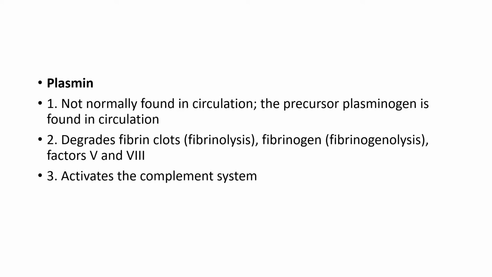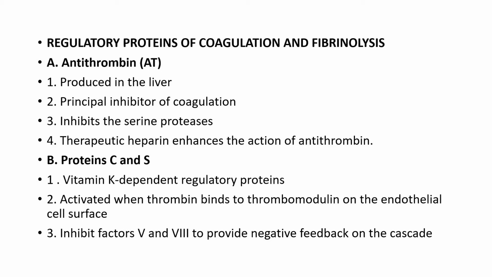Plasmin. So this is a substance that should not be found in the circulation. Instead, what we should find is plasminogen, which is its precursor. The action of plasmin is to degrade fibrin clots. So this will result in fibrinolysis and fibrinogenolysis, and also degradation of factors 5 and 8. This is also capable of activating the complement system.